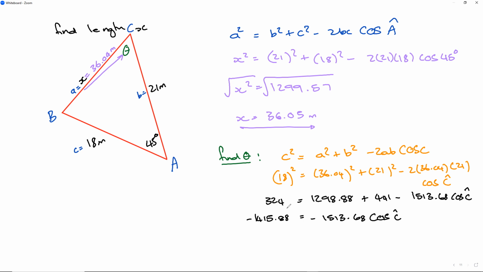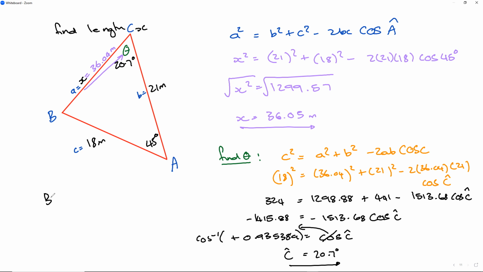Okay, so dividing both sides by that negative 1,513.68 gets me positive 0.935389 equals cos angle C. And so angle C, once I move cos over and shift it, gets me 20.7 degrees. 20.7 degrees for angle C.